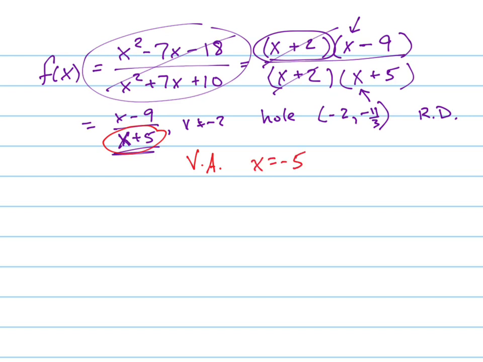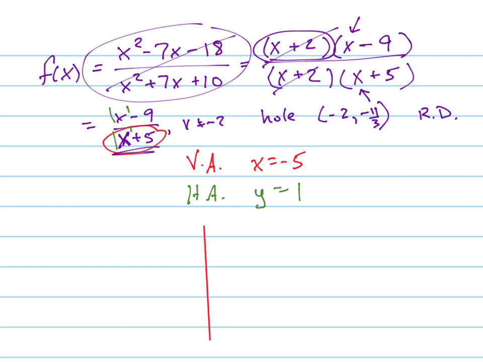x equals -5. Good. Your horizontal asymptote has to do with the degrees, and since the degrees are the same on the top and bottom, it's y equals 1 over 1, because those are the leading coefficients. So it's just y equals 1. When the degrees are the same, the horizontal asymptote is the ratio of leading coefficients. Okay, and then really the only other thing you have to do is just graph it, and you might have to plug in some extra points.